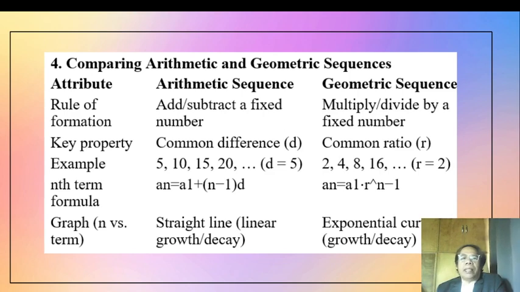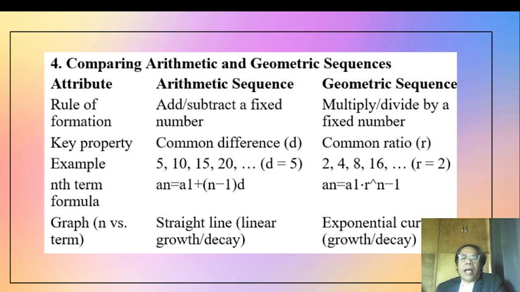An example for the arithmetic sequence is 5, 10, 15, 20, and so on. The difference is 5. An example for the geometric sequence is 2, 4, 8, 16, and so on. r is 2. And then the nth term formula for the arithmetic is a_n equals a_1 plus (n minus 1) times d. And for the geometric sequence, a_n equals a_1 times r raised to n minus 1.